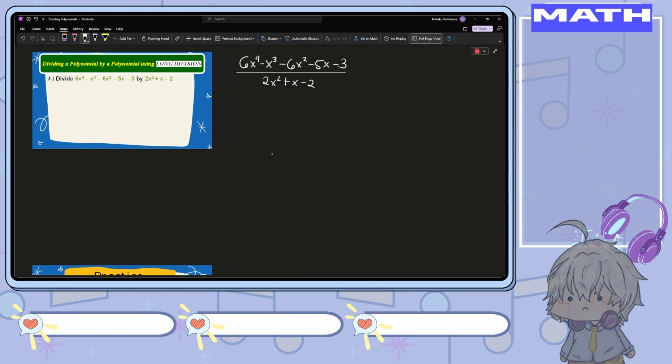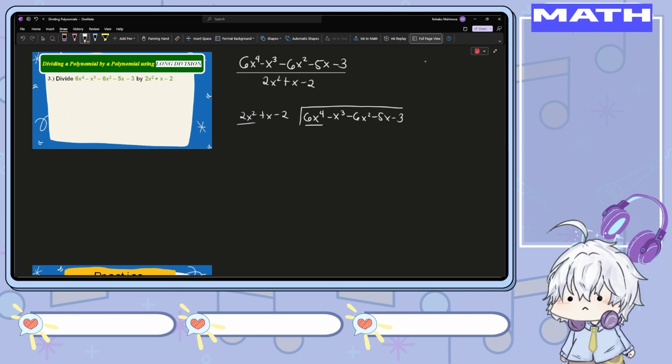Now we do this. Again, first step, we write the dividend inside, which is 6x to the fourth minus x cubed minus 6x squared minus 5x minus 3. And we get the divisor and write it to the right side, which is 2x squared plus x minus 2. First step, first terms, which is 6x to the fourth divided by 2x squared. 6 divided by 2 is 3. X to the fourth divided by x squared is going to be x squared. So we write 3x squared here.